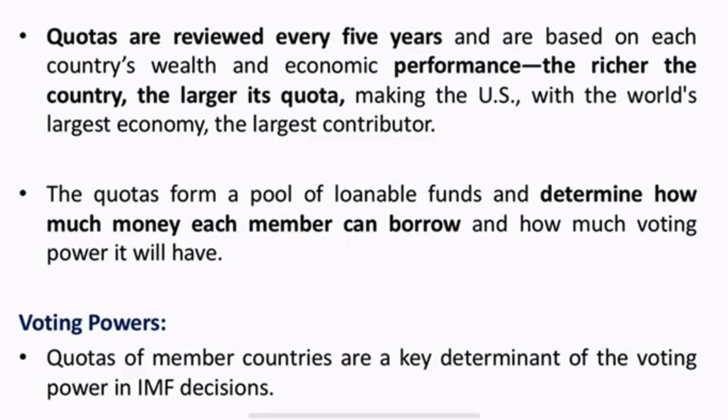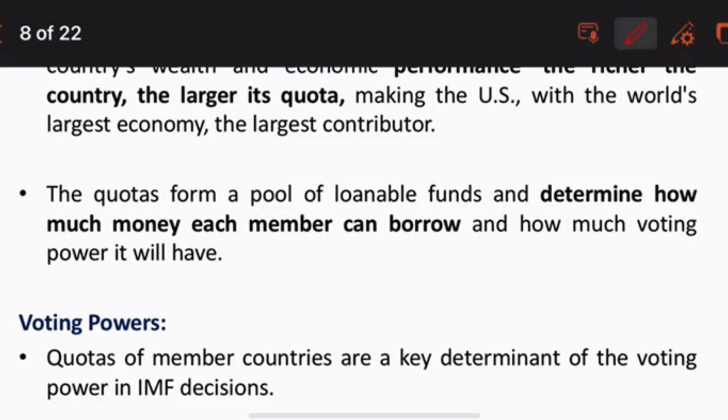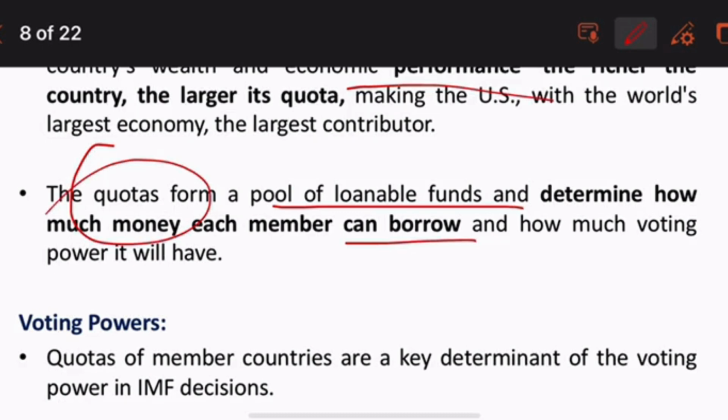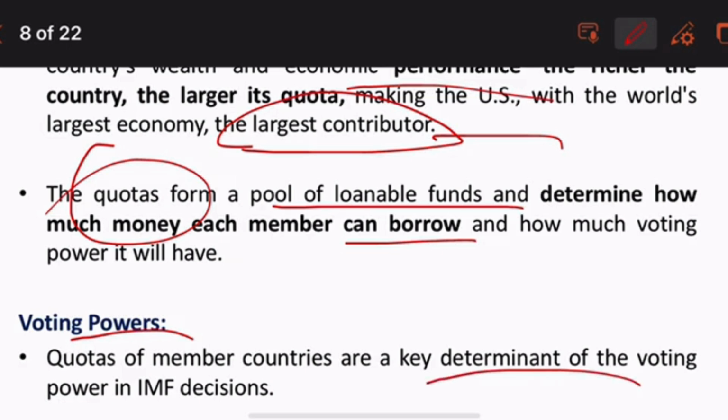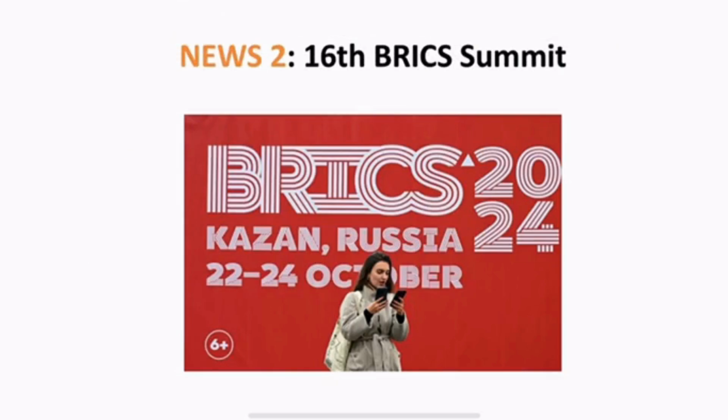Quotas are also reviewed every 5 years, and the quota is based on a country's wealth and economic performance. So quotas form a pool of loanable funds, how much money each member can borrow. That is called a quota system. The largest contributor of the quota is the US, and voting power lies with the quotas of member countries. They are the key determinant of the voting power in IMF decisions.